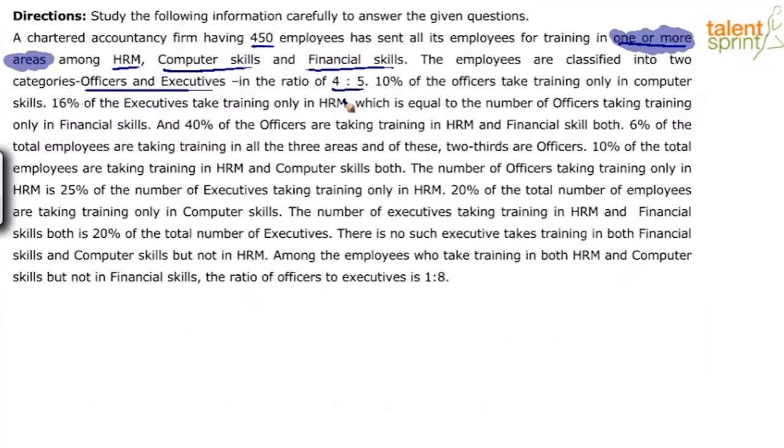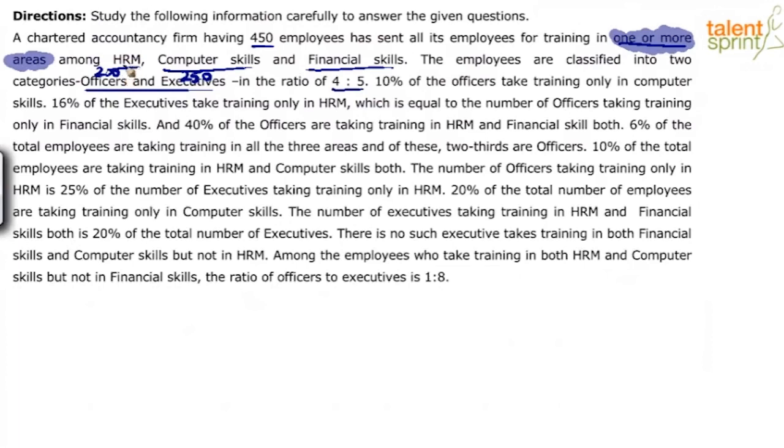Each part is 50. How many are officers? 4 parts. Each part is 50. 4 parts would be 200. So I can straight away say that there are 200 officers. Each part is 50. Executives have got 5 parts. 5 into 50 is 250. So the number of executives are 250. You're getting it? So within no time, it's a no-brainer actually. You must be able to do it mentally. That there are 250 executives and 200 officers.